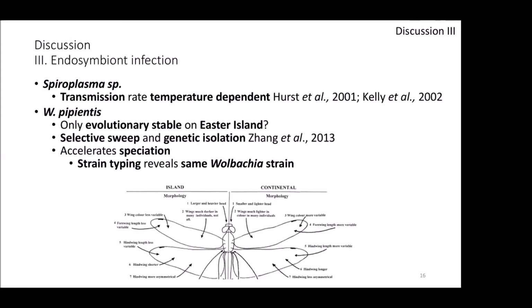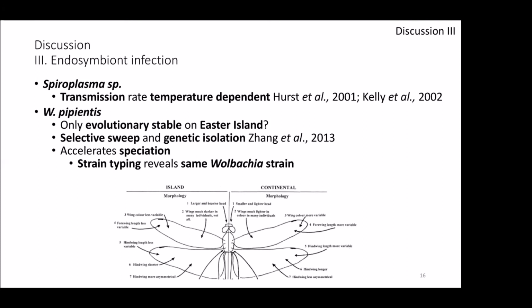Spiroplasma and Wolbachia are both pretty common endosymbionts in insects and in odonates. Starting with Spiroplasma, as I showed you in the beginning, Pantala flavescens is globally distributed, and the transmission rate of Spiroplasma is temperature dependent. So I think that this more or less random pattern of Spiroplasma infection correlates with the different temperature profiles in different parts of the regions where Pantala flavescens is distributed.